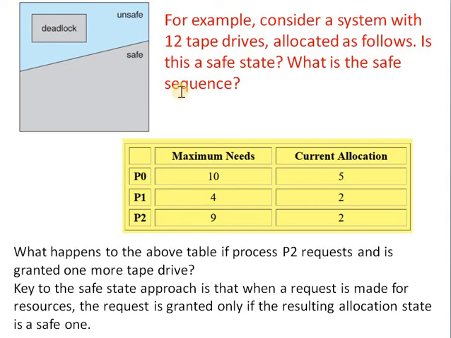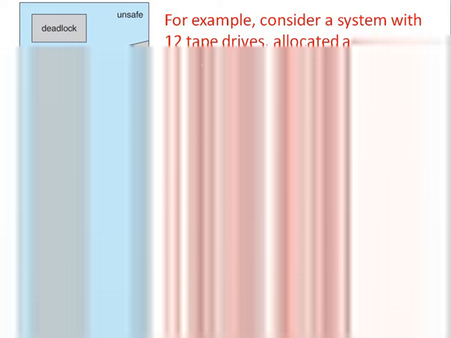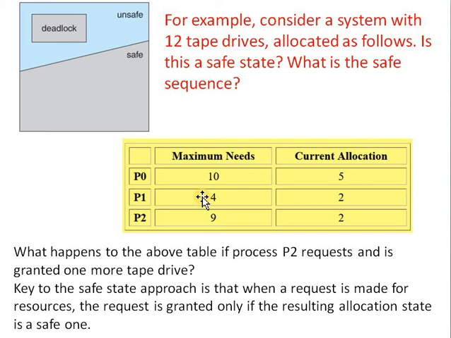What is the safe sequence? See this example. Consider a system with 12 magnetic tape drives and 3 processes. Suppose there are 12 tape drives in a system and there are 3 processes, that are P0, P1 and P2. Process P0 requires 10 tape drives. The process P1 requires 4 tape drives, and the process P2 may need up to 9 tape drives.